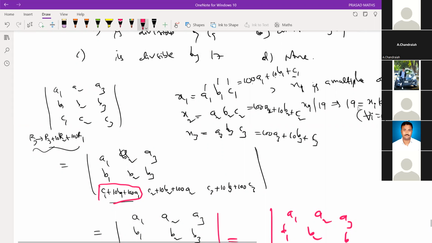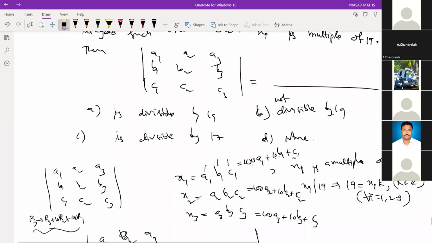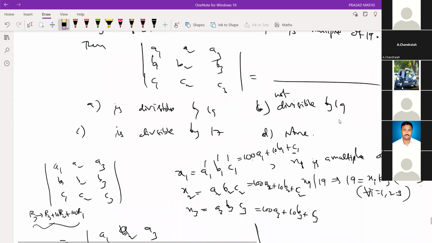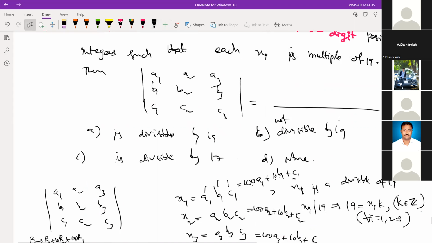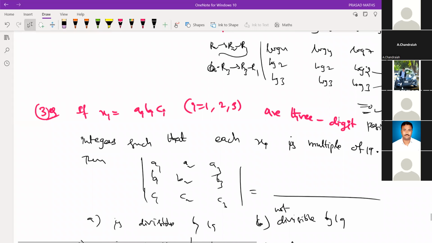Right, I made a mistake here. You need to write divisible, not multiple. It is divisible, not multiple. Mistake. Here I wrote divisible, here I wrote multiple. This is multiple, this is divisible. Change this here also, change it, divisible.